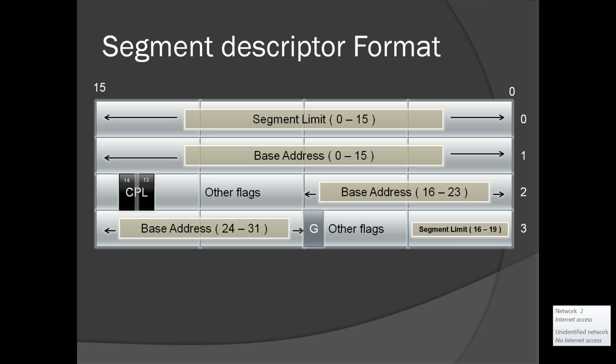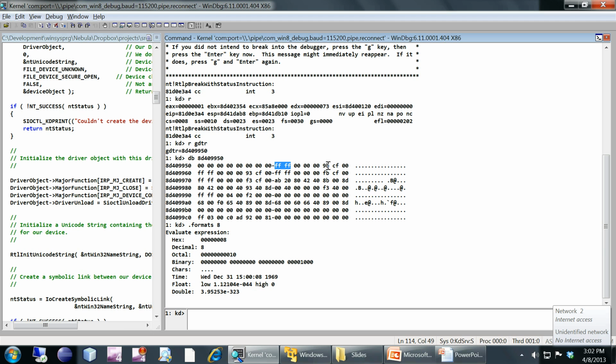Now if you skip 4 bytes, 1, 2, 3 and 4, the next 4 bits are the rest of the segment limit. Which means I'm skipping 4 and I'm taking the first nibble of the second last byte, which is this. So pretty much our segment limit is 4F and this F.